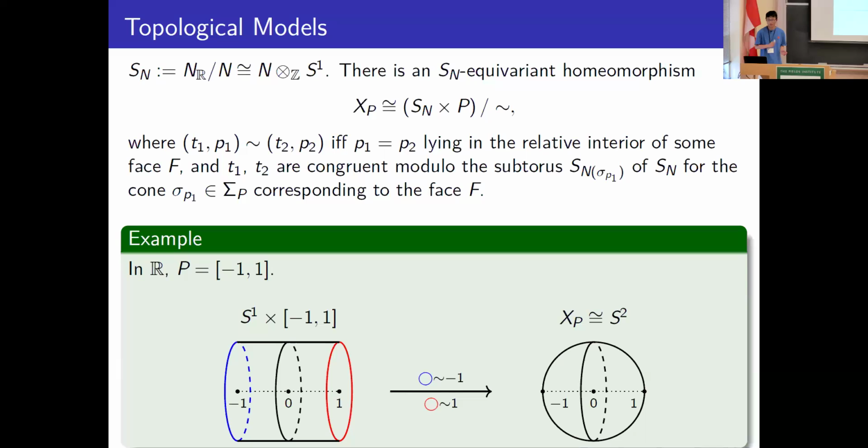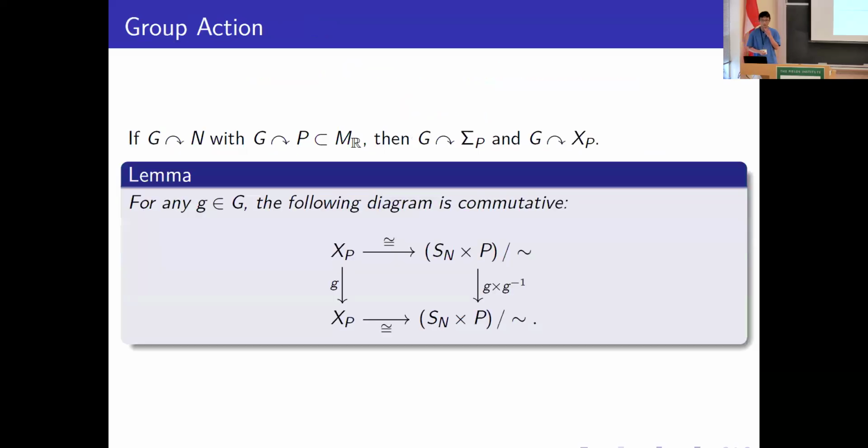Now, group action. Suppose that a group has an action on the lattice, and it has an induced action on the polytope P, and hence the group acts on the normal fan and on the toric variety. We have the following lemma that says for any g of the group, the following diagram is commutative. This lemma simply tells us that the topological model construction is G-equivariant.